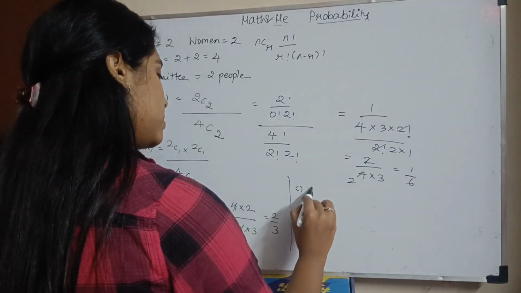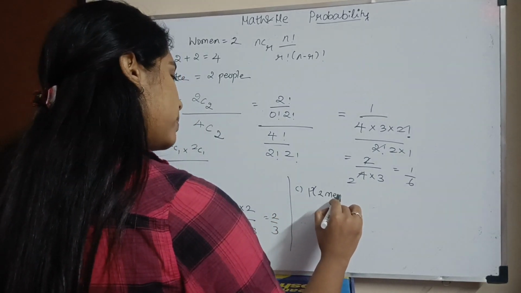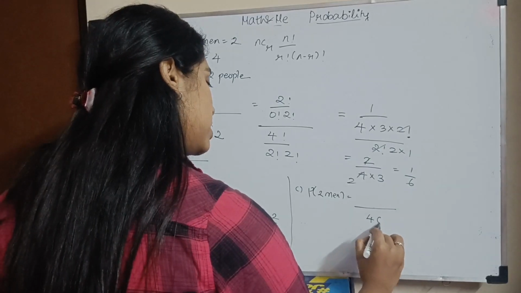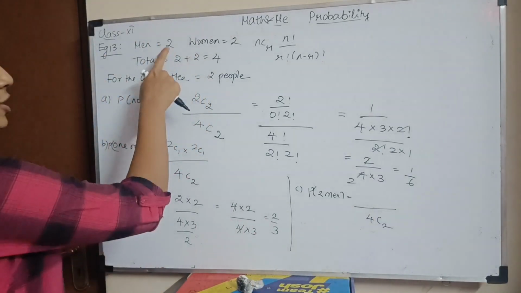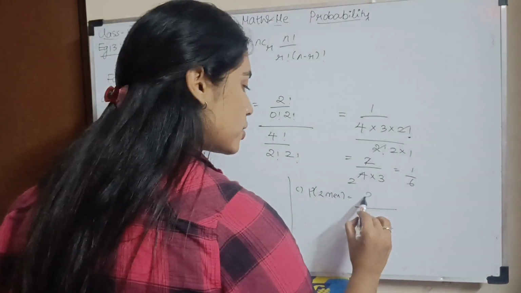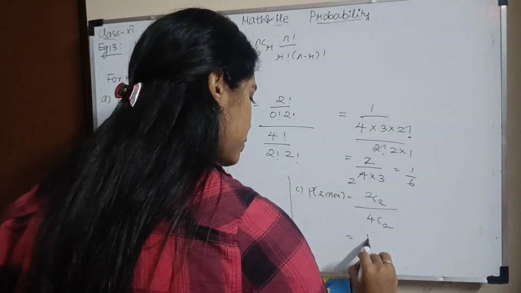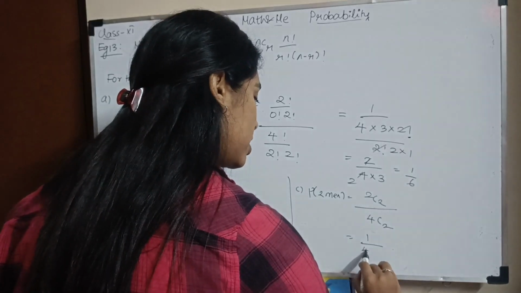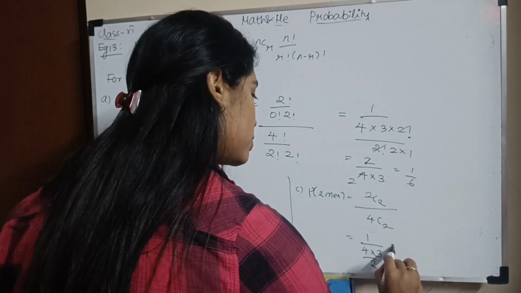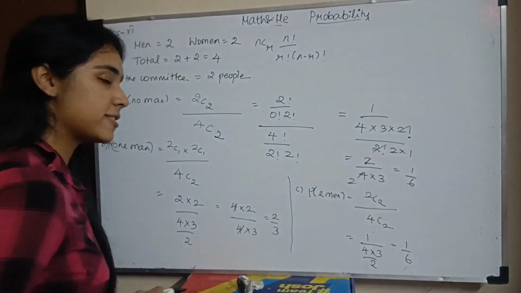2 men. So subsection C, probability of 2 men will be, total outcome will always be 4C2. For 2 men, I'll choose from the 2 people that I have here. So I have 2C2, which will again be 1. So 1 divided by 4 into 3 divided by 2, which will again be 1 divided by 6, the same as this. Okay.